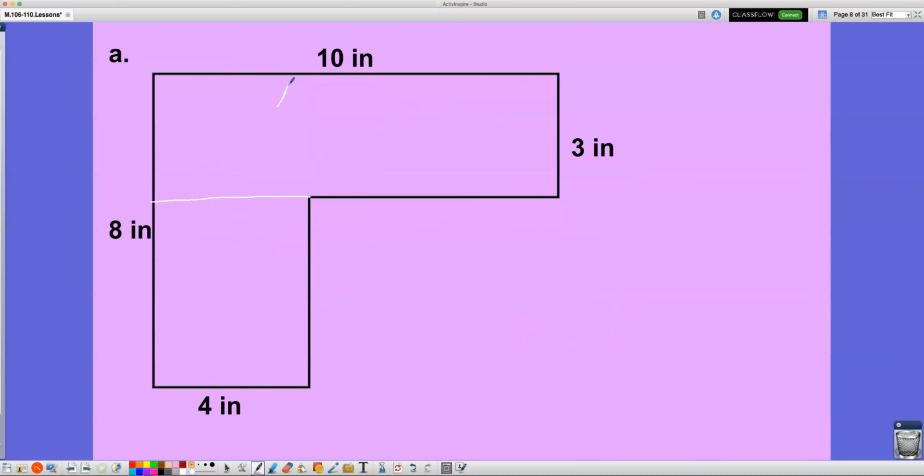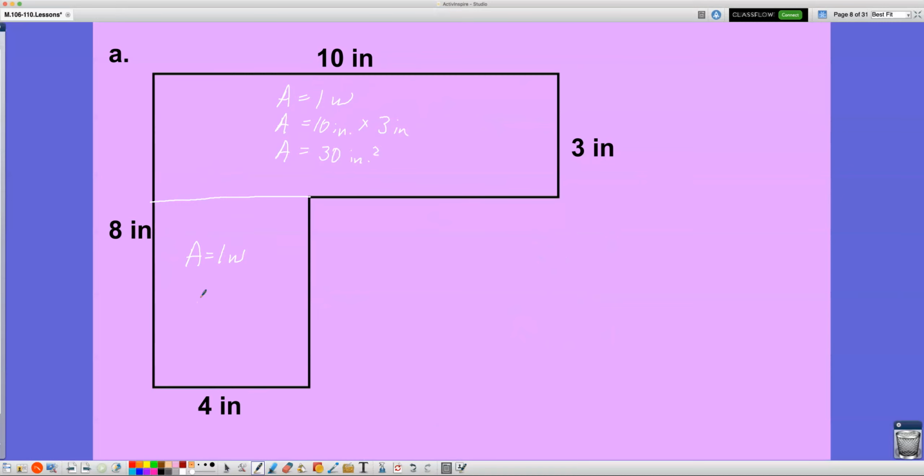And in that case, you just work it out again, length times width. The area of this rectangle equals length times width. This would be 10 inches times, in this case, 3 inches. So I know the area of this rectangle is 30 inches squared.